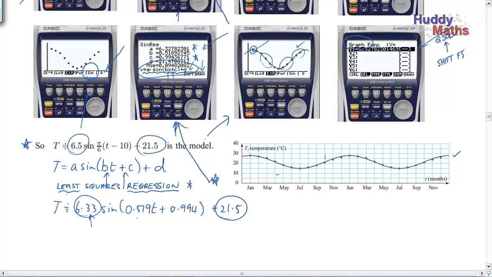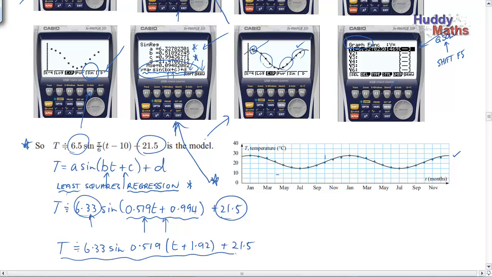Well, have a look. We have a different format here. As we said before, the b's inside the bracket and there's a plus. So let's change that. Let's divide that b out of the bracket. And if we divide everything by 0.519, which is approximately pi on 6, so that agrees with the other model, t plus approximately 1.92 plus 21.5. So that's the model with least squares regression from technology.